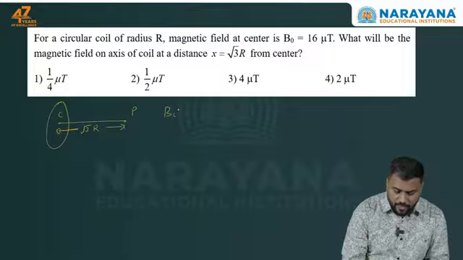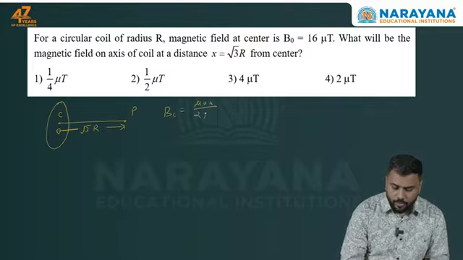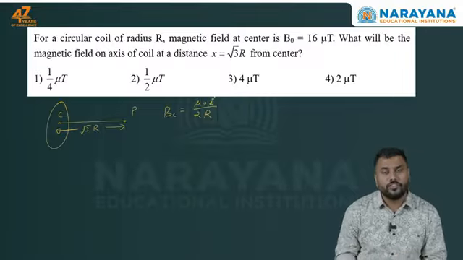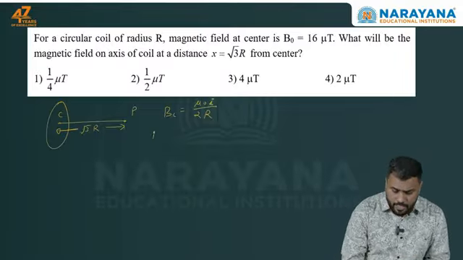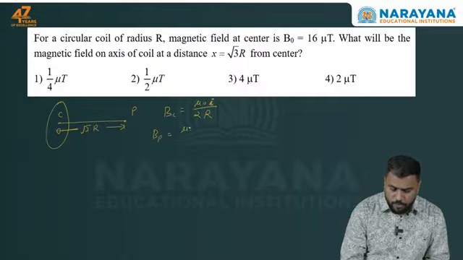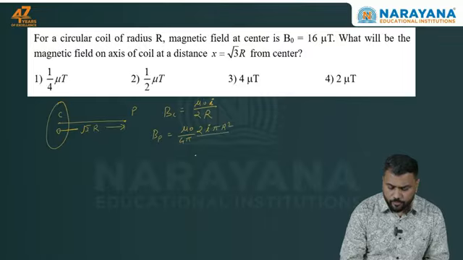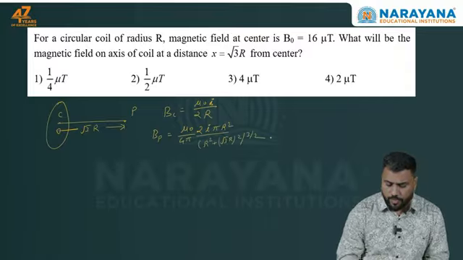We know the magnetic field at the center of the coil is given by mu naught I by 2r. The value of the radius of the coil is not given, but we don't need it. And the magnetic field at the point P is going to be mu naught by 4 pi into 2 times the magnetic moment of the coil, which is I into pi r square, divided by r square plus the distance along the axis, root 3 r, whole square, to the power 3 by 2.